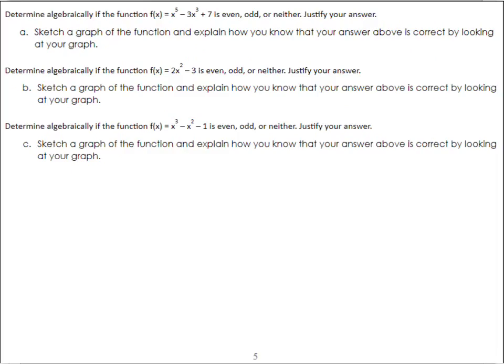Now I would like you guys to do these problems. I'd like you to sketch a graph. You can use the online graphing calculator from Wolfram Alpha for each one of these. And then I also want you to determine algebraically whether they're even or odd as well. So I want you to graph these, tell me what they are, and support it algebraically, for all three of these. To graph them, just use the internet, all right?